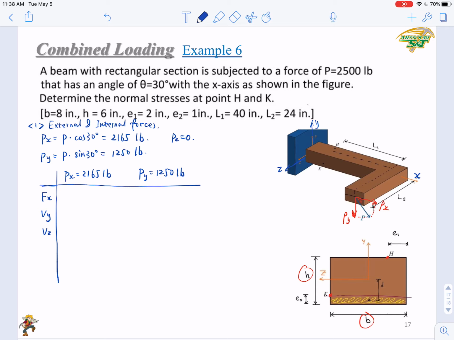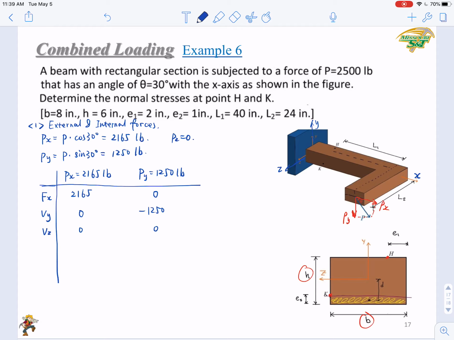Okay. So here you will have Fy, Fx. So Px will contribute to Fx, right? So that will be 2,165 pounds, and here contribution is 0, right? So Vy, one component, right? This negative Py, right? Negative 1,250 pounds, since this Py is along negative direction of y-axis, right? So how about the Vz will be 0, right? No component at all.